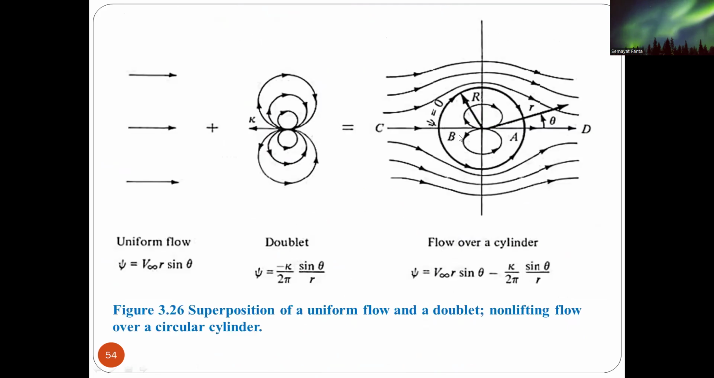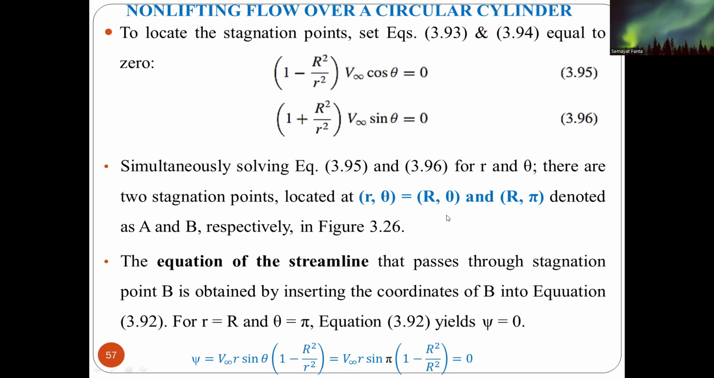So where are those points A and B? Point A is here, point B is here. They are stagnation points. The equation of the streamline that passes through stagnation point B is obtained by inserting the coordinates of B into the equation, r equal to R and theta equal to pi. So finally psi is this equation.